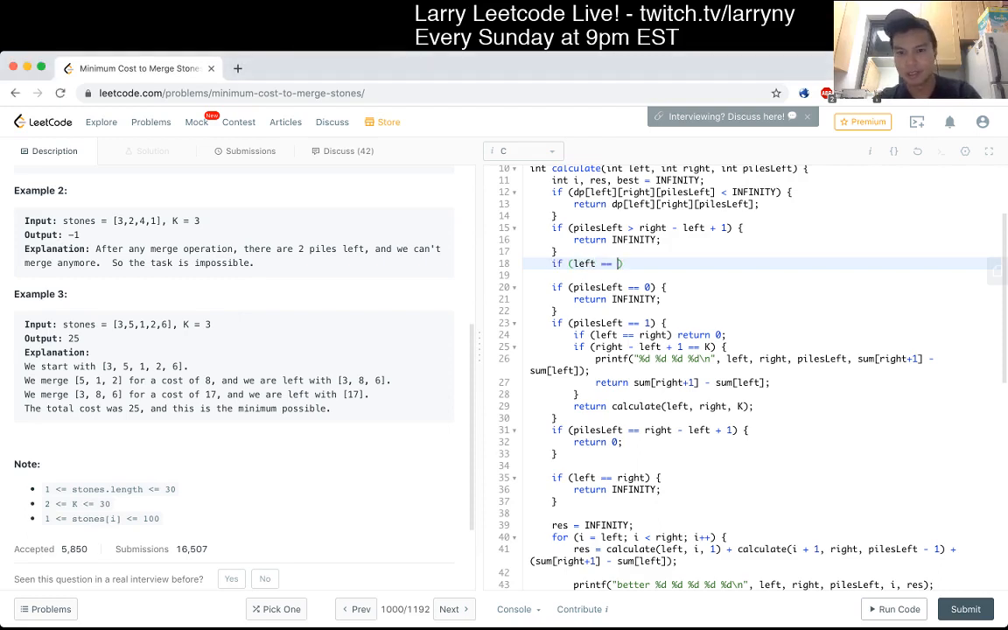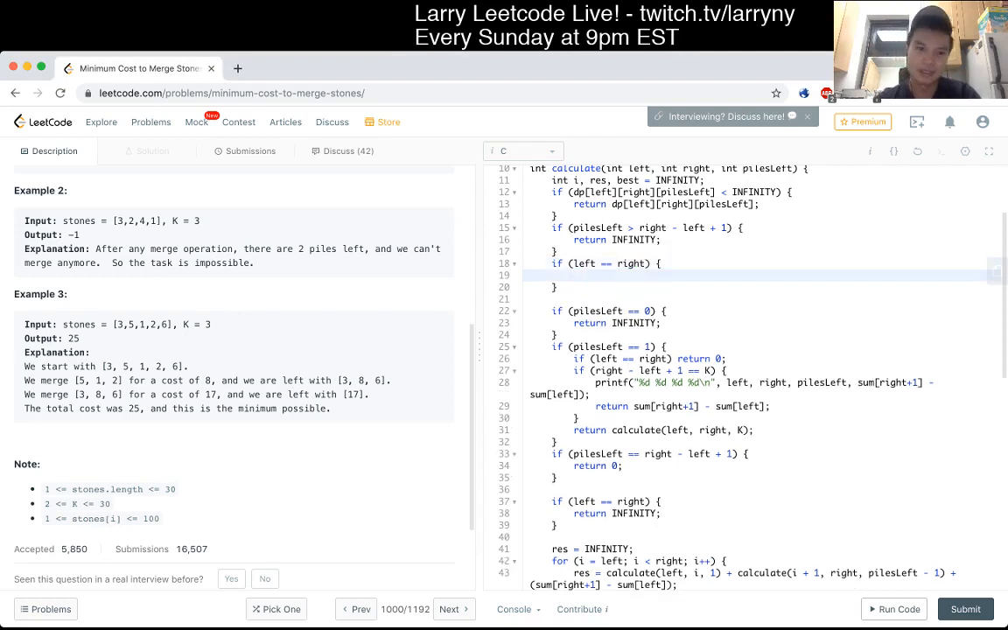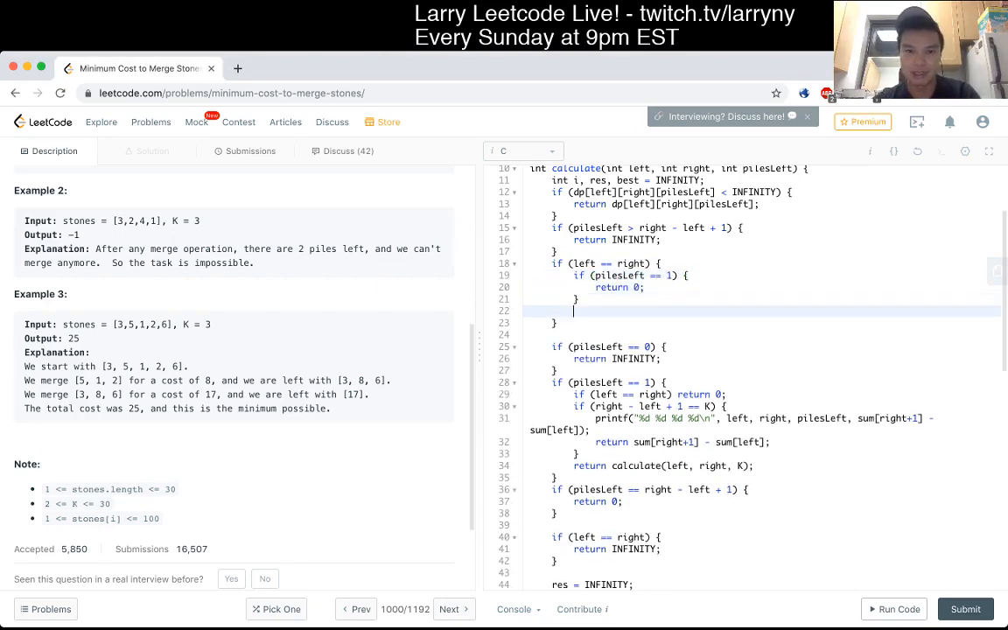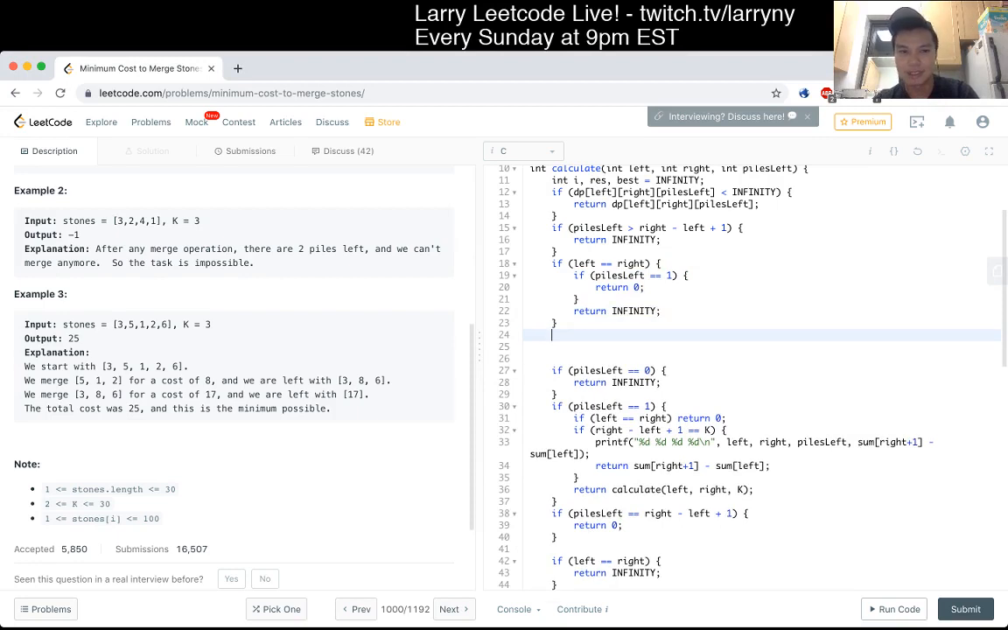If it's gone to the right, then pass that. If it's gone to 1, you return 0. Otherwise, you return infinity, right? Yeah, return infinity. What's next?